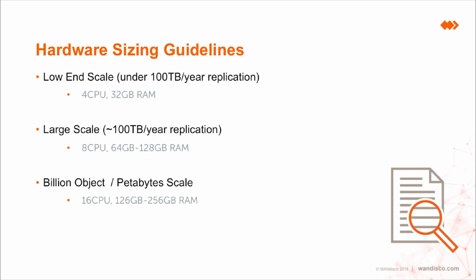The billion object petabyte scale projects do require 16 CPUs or more and 128 gig to 256 gig of RAM. I would say even the 256 gig of RAM is probably a good starting point for these. But as you get more experience with Fusion implementations and POCs, you'll have a better idea of what size to use for your particular project at hand.